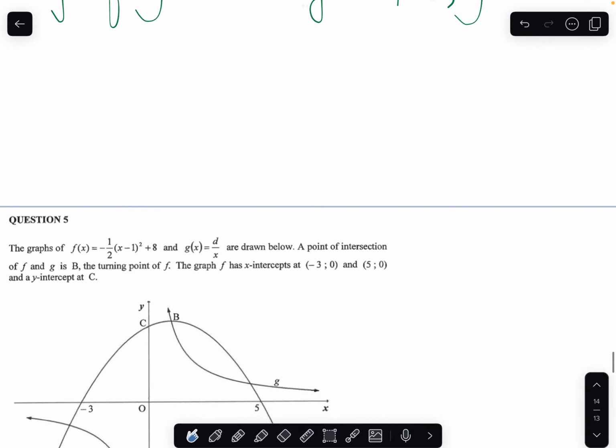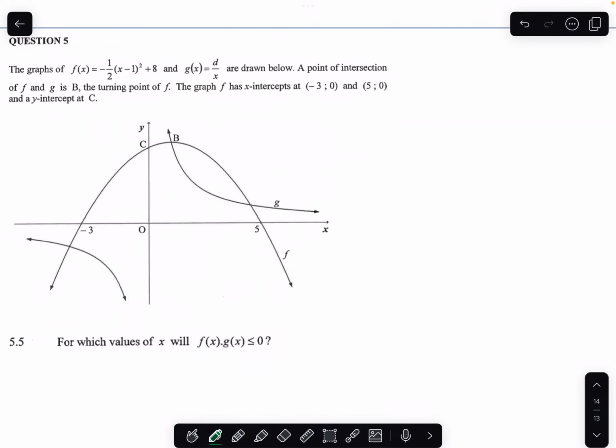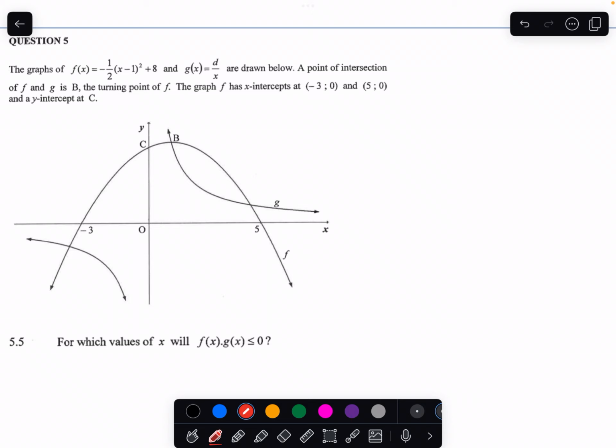So on we go to the next question, and we're just going to start by filling in what we know already. So b is 1 and 8, c is 0 and 15 over 2, and then we know that d of x, oh, that's actually 8 over x, not d of x, d over x. I know that the d is actually 8.